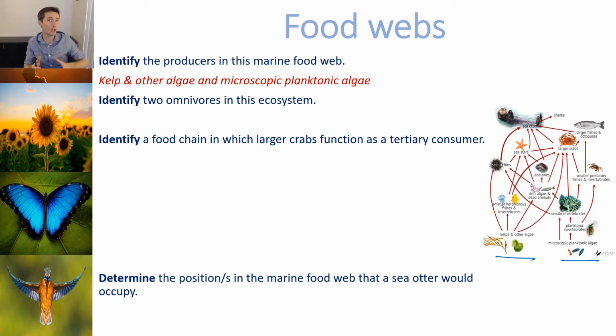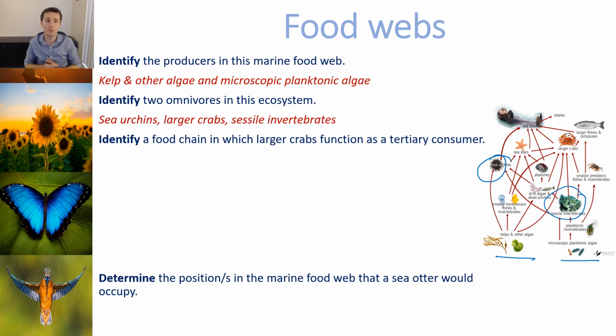Identify two omnivores in this ecosystem. So we're looking for those organisms which are consuming both plant material and other consumers. One that jumps out straight away, I can see the sea urchin eating this kelp, and I can see it eating sessile invertebrates. Sessile invertebrates themselves are one. I've got larger crabs, which I can see. I've even got drift algae and dead animals. They're eating producers and both other organisms. So you could have had any one of those four.